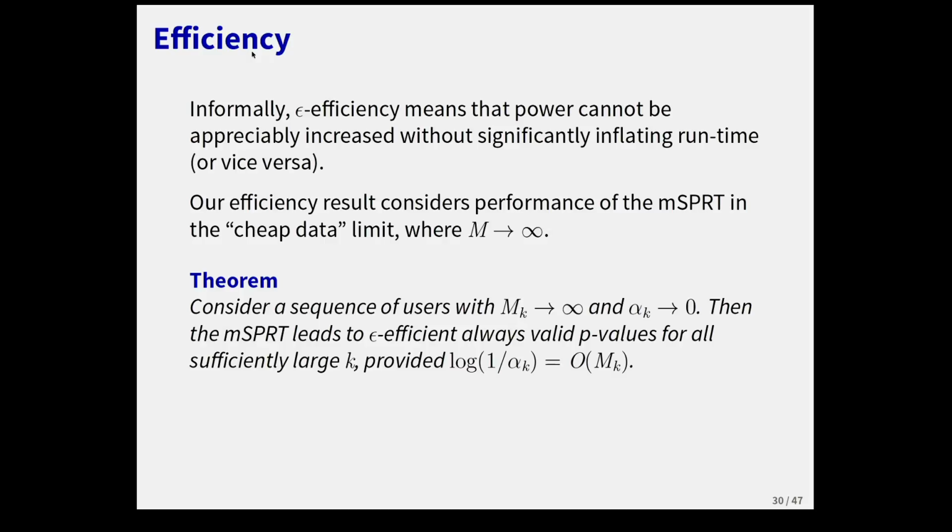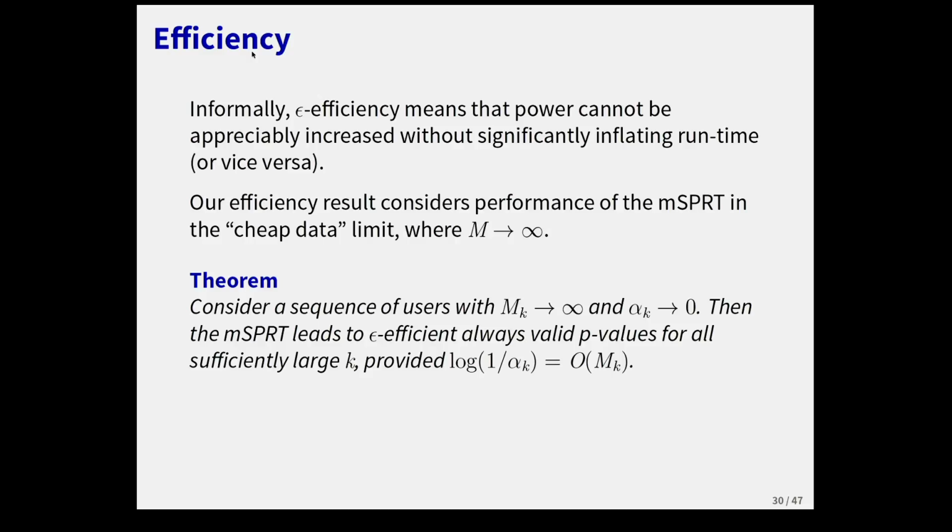And so our efficiency result basically considers performance of the mSPRT in the cheap data limit when m is large. So informally, what we're trying to do here is show that for users that have large m, we provide an efficient trade-off between runtime and detection. And so how do we precisely state that result? Consider a sequence of users with a failure time that's going to infinity and alpha k going to 0. Now, why this? If alpha k doesn't go to 0, there's really no problem here. Everyone is going to have perfect detection when alpha k doesn't go to 0 and mk goes to infinity. So this is the right regime in which to study this trade-off.